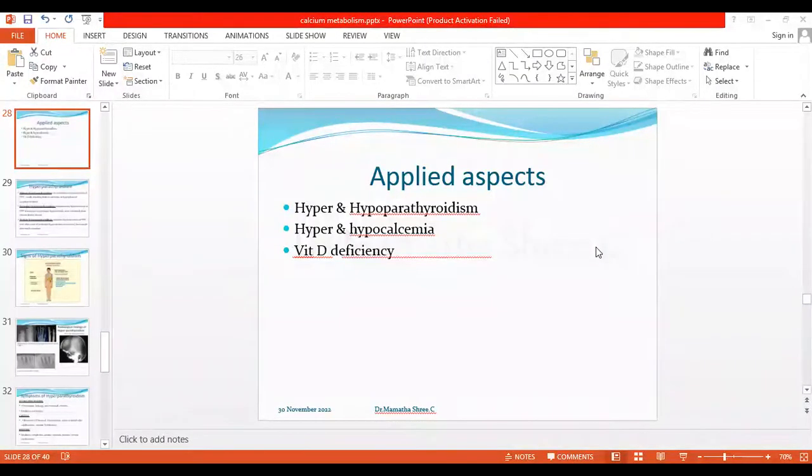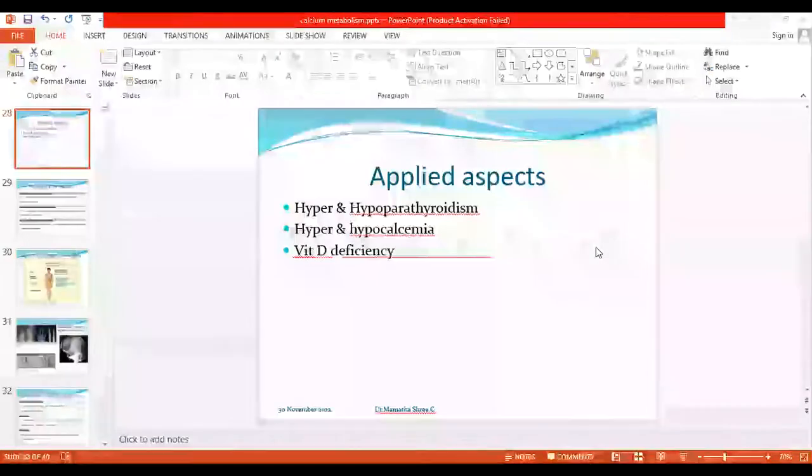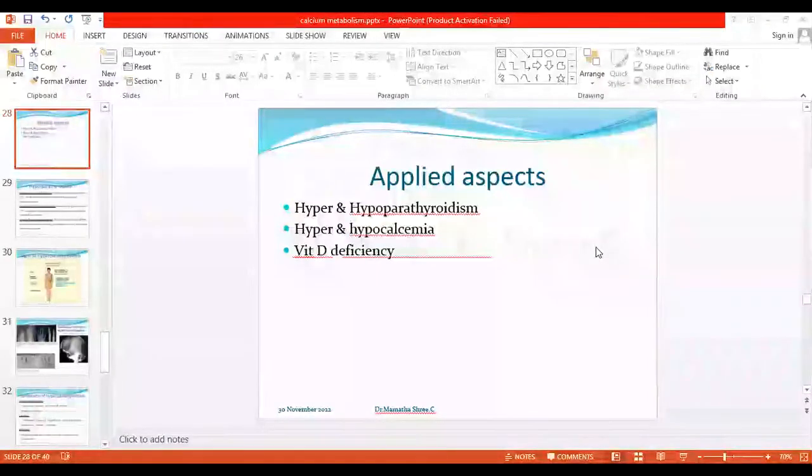According to whether PTH is high or low, there will be hypercalcemia and hypocalcemia. And we know that parathyroid hormone is very much necessary in the activation of vitamin D, the actual formation of 1,25 dihydroxycholecalciferol, which when not formed, there will be vitamin D deficiency. So in the other slides, we will see the effects of these deficiencies or excess levels of calcium, vitamin D, or parathyroid hormone.